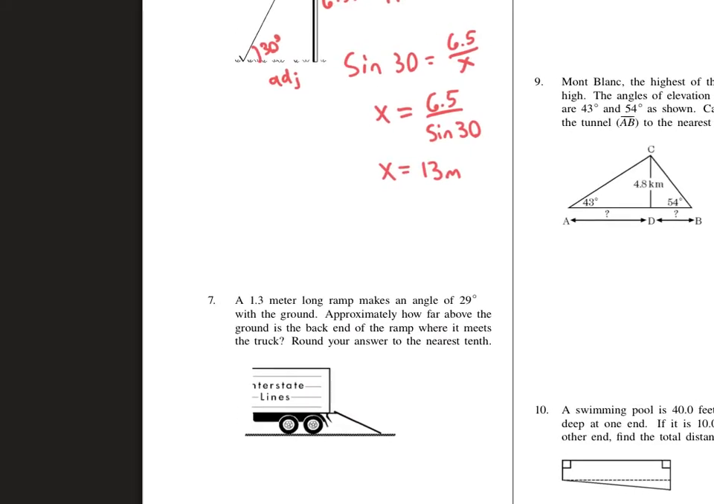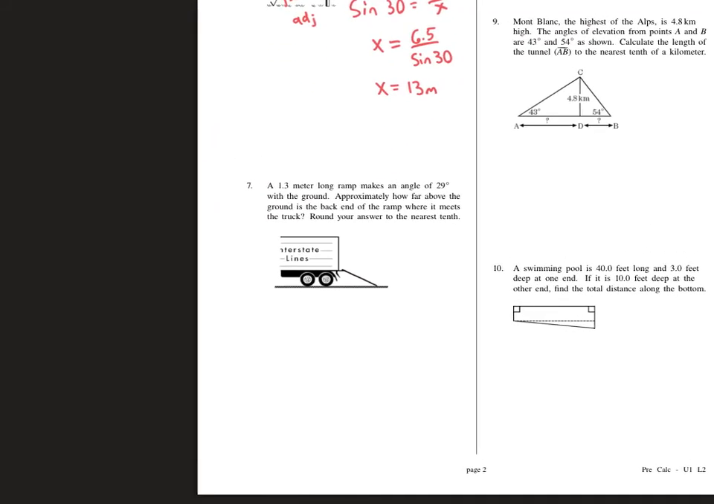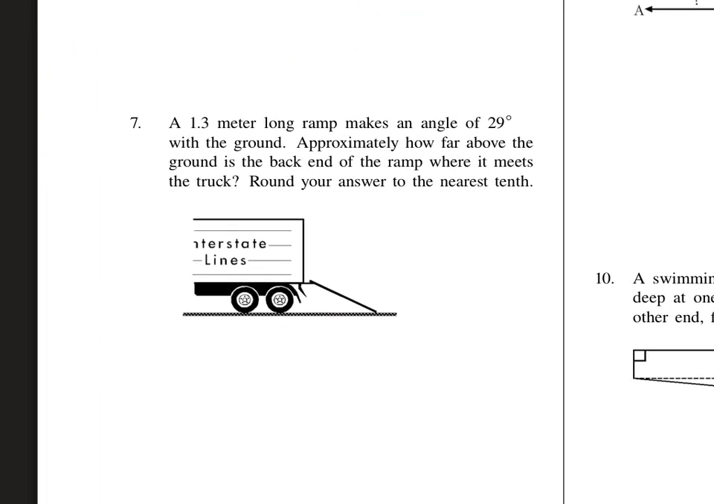All right, moving on to number 7. We're on to 7. A 1.3 meter long ramp makes an angle of 29 degrees with the ground. All right, so this diagram looks a lot better already. That's 29 degrees. Approximately how far above the ground is the back end of the ramp where it meets the truck? So I forgot to write it, but this is 1.3 meters.